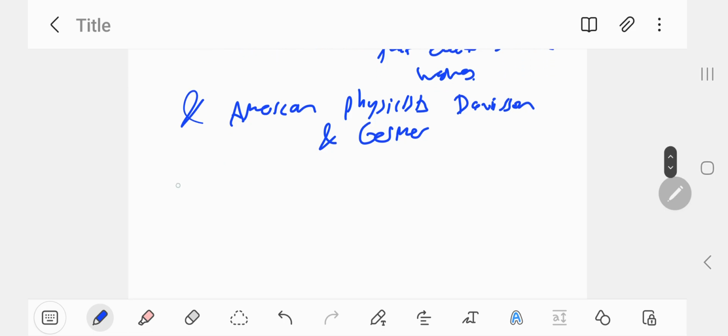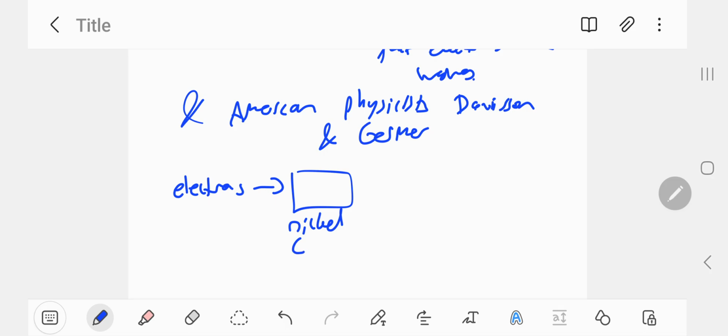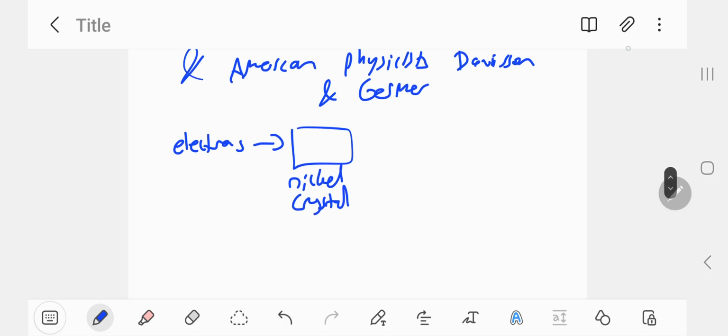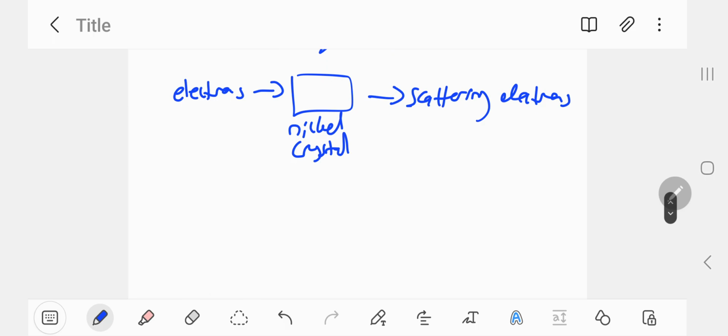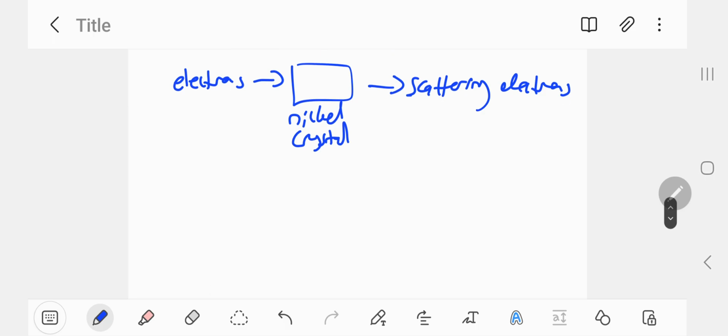Well, they basically fired a beam of electrons at a nickel crystal. Okay, nickel is a metal, and a crystal is just a regular, repeating arrangement of nickel atoms, and they observed how electrons scattered. Okay, this is diffraction. They observed a diffraction pattern identical to that observed when waves, X-rays, were fired at the crystal.